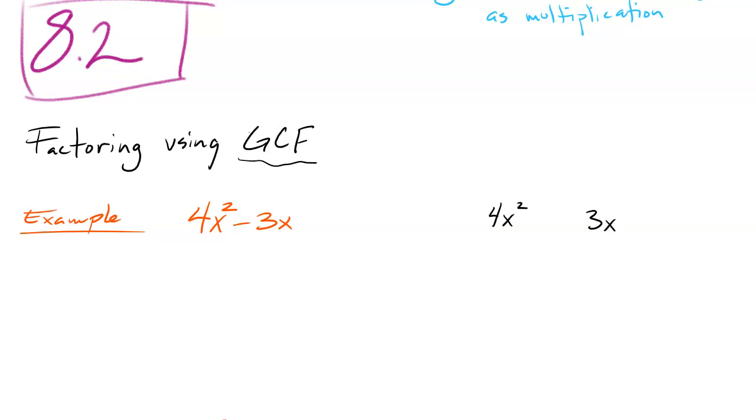So 4x squared, I see right away that I can break up 4 into 2 and 2. So 4x squared could be written as 2 times 2 times x times x. Now 3x is pretty simple and straightforward. 3 can't be broken up because it's prime, and there's only a single x. So 3x can only be written as 3 times x.